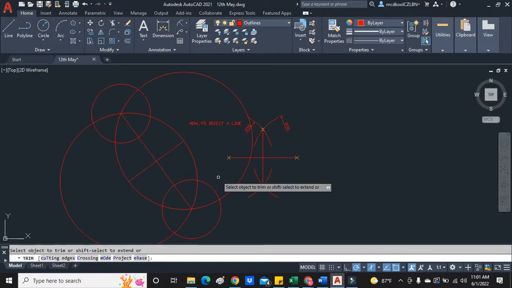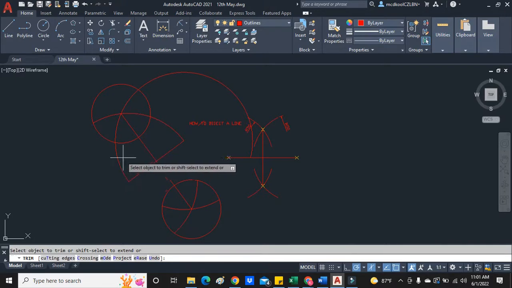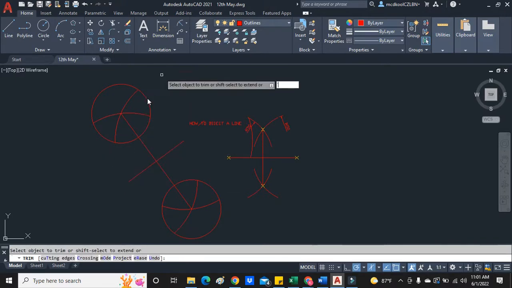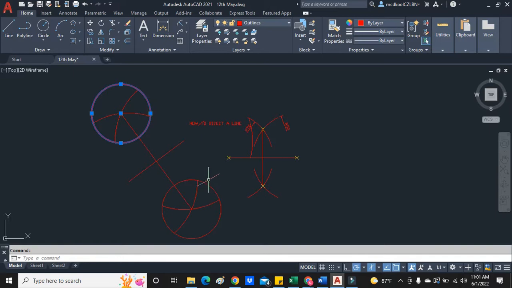So if I ask you to do this, I would expect that you trim it and clean it up the way that I'm cleaning it up here now. I just want to see the arcs. Those are the constructions that I need.